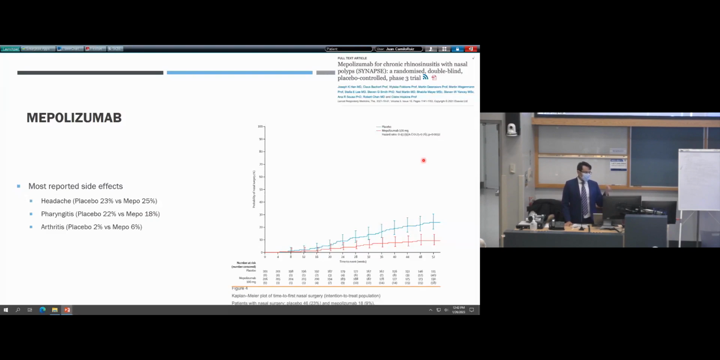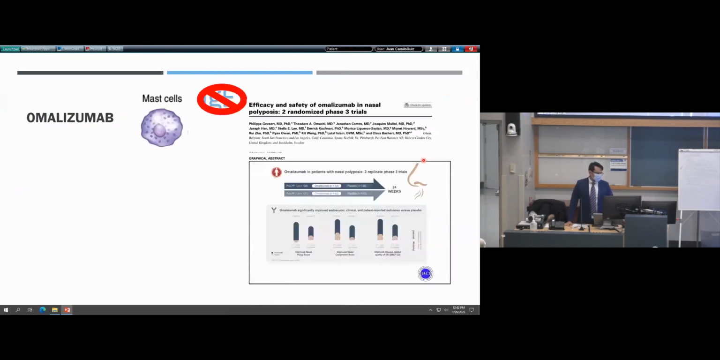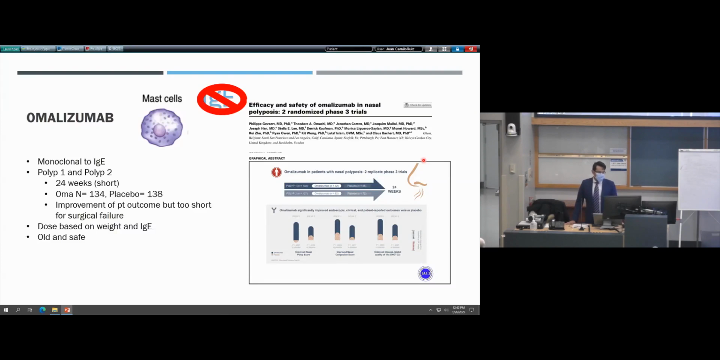Side effects: headache, pharyngitis, and arthritis. Now with omalizumab, it blocks IgE, so it targets mast cells. So the main studies are the polyp 1 and polyp 2.